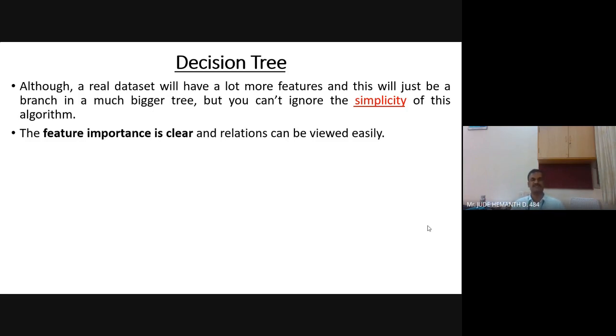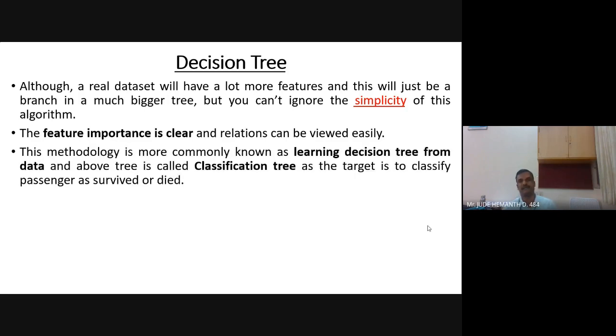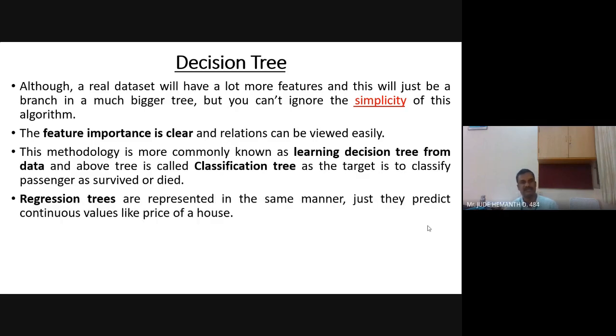So features, features, features. When you extract a number of decisive features, then the possibility of decision making is high. This methodology is commonly known as learning decision tree from data, right? Learning decision tree from data. And the diagram which I have shown is called a classification tree. As I told you, it is to classify whether the person has survived or not.